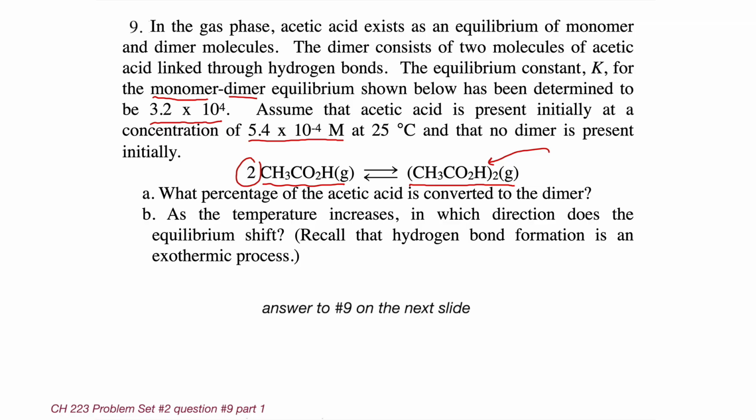Now, the second part of this problem, which is a lot smaller than the first, says, as the temperature increases, in which direction does the equilibrium shift? And it says, recall that hydrogen bond formation is an exothermic process. So remember, exothermic means that heat is a product. So later on, we'll write that in there again. Remember, exothermic means heat.